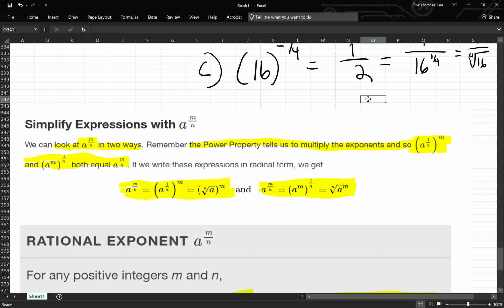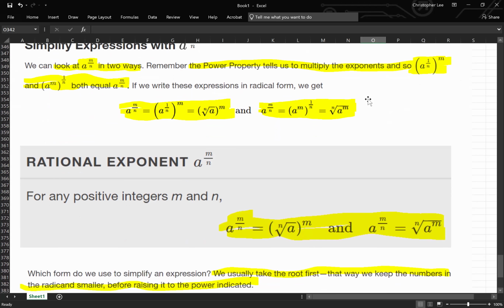If we write these expressions in radical form, we get a to the m over n is equal to a to the 1 over n raised to the m power, which is equal to the nth root of a raised to the m power. And a to the m over n is equal to a to the m power raised to the 1 over n power, which is equal to the nth root of a to the m power. Blah, blah, blah, right? Let's recap.